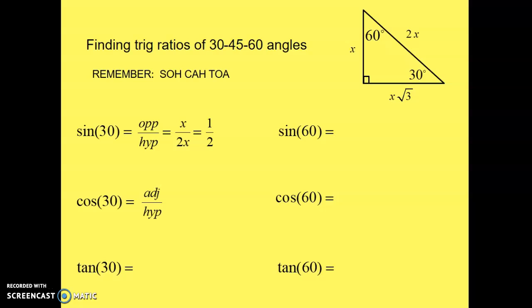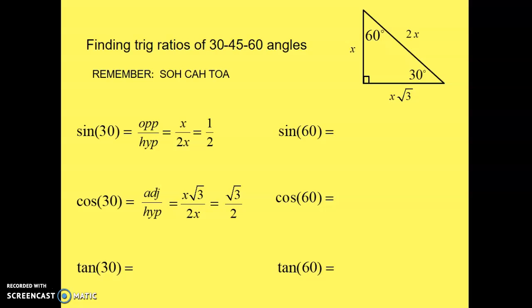All right, for cosine of 30, again, it's adjacent over hypotenuse. The adjacent side is x root 3, over 2x. Again, reduce the x's because they're on top of each other, so you can just cancel them out. Left with root 3 over 2.